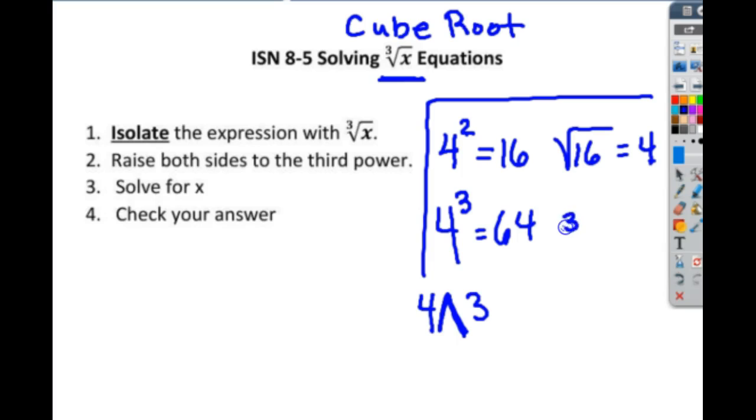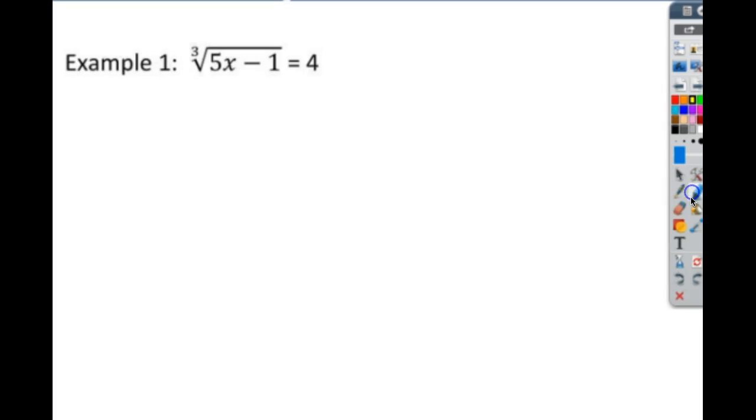So what the root means with a 3 right there is what number got multiplied by itself 3 times in order to get that 64 number. And so the answer to that is 4. The cube and the cubed root are opposites to each other. And just like before, what's the first word in our first step? Isolate. And so it's really going to be just about the same steps. So the first word is to isolate.